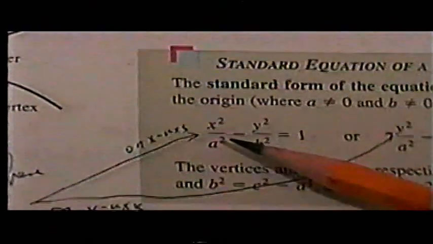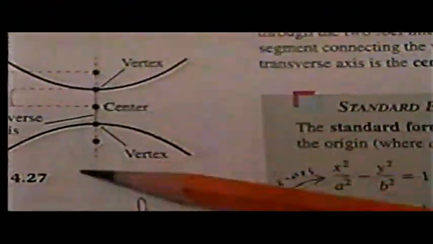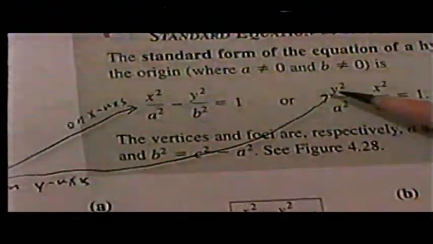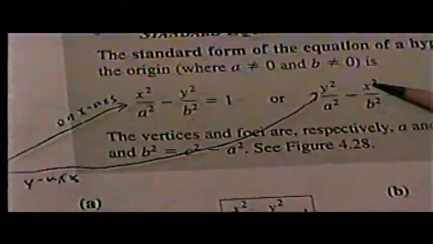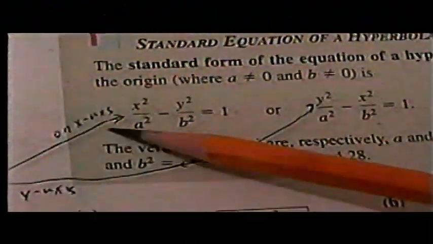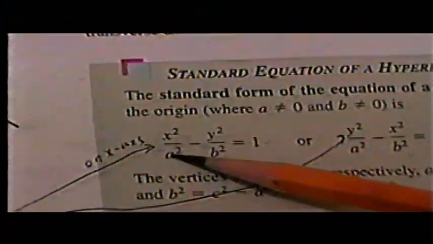Your positive term here is the x squared term. If the x squared term is the positive term, that means that the transverse axis will be on the x-axis. Here it is on the y-axis, so here it would be like this one. You see the y squared is the positive, the x squared is the negative here. But over here the x squared is the positive and y squared is the negative. The one that's positive is the one that contains the transverse axis. If the positive is on the x squared, the transverse axis will be on the x-axis.